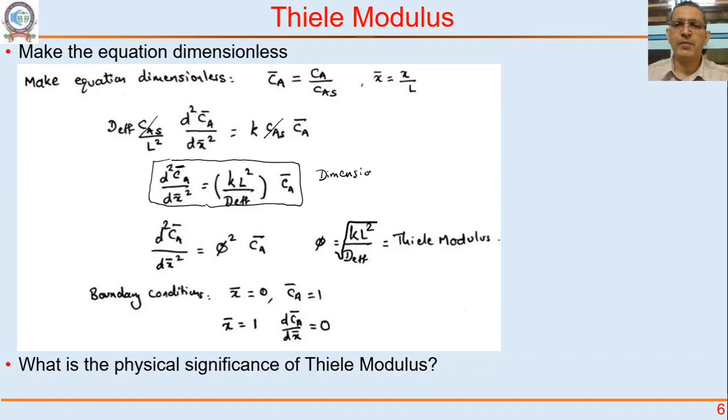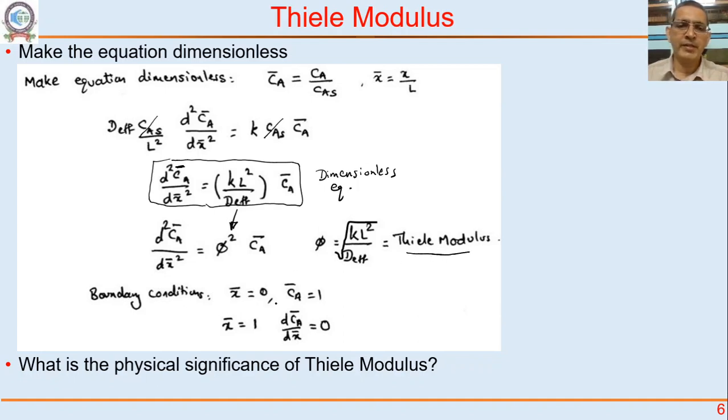What is the dimensionless parameter? The dimensionless parameter is KL square by effective diffusivity. We are going to call this phi square, and this phi will be the square root of KL square by effective diffusivity. We are going to call this the Thiele modulus.